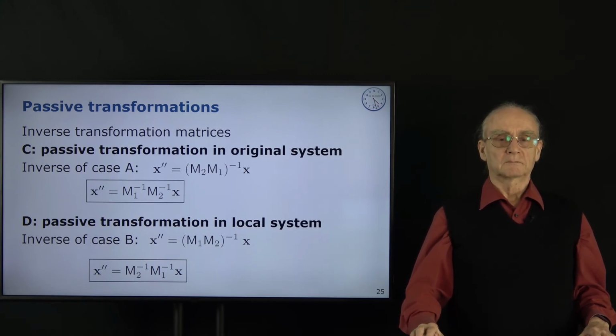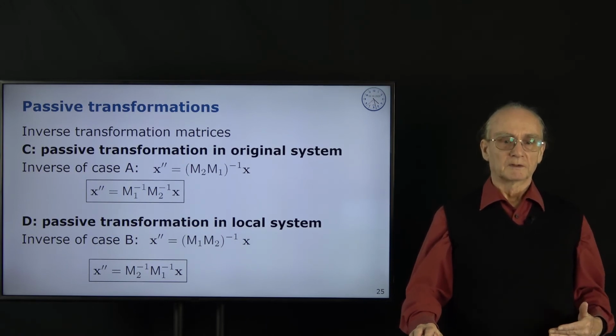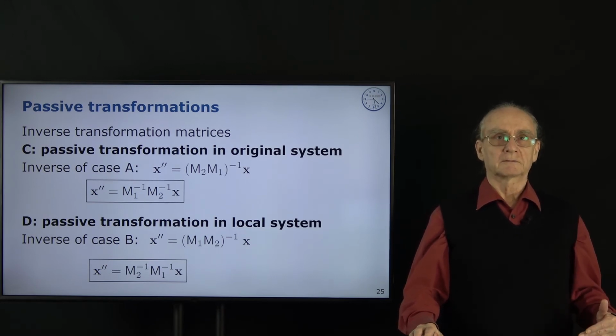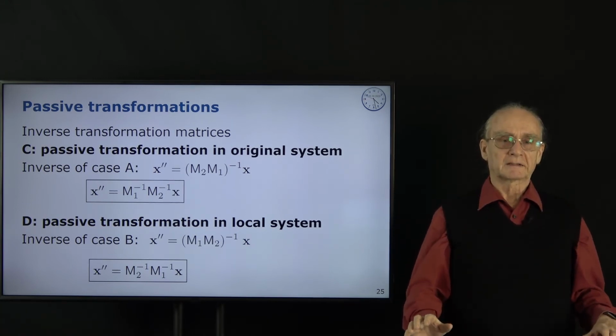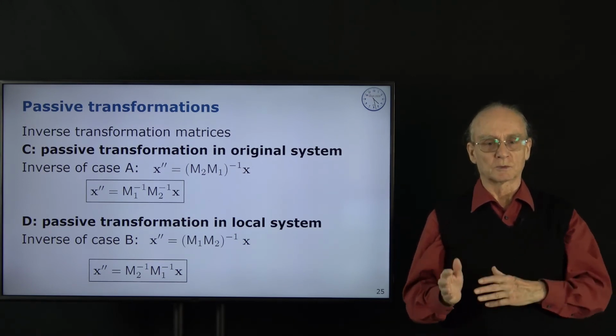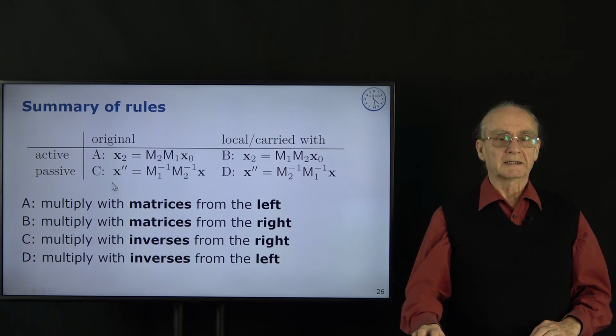So if you just say, how can I remember? You cannot immediately remember. But the reasoning which I showed you here is something which you can remember. If you know that the passive and the active are distinguished by the order of the multiplication, and the active and the passive are distinguished by taking the matrix or its inverse, you can derive these equations if you have forgotten them. So here we have all the cases. We have the active and passive and the original and local coordinates in these equations which we just derived.